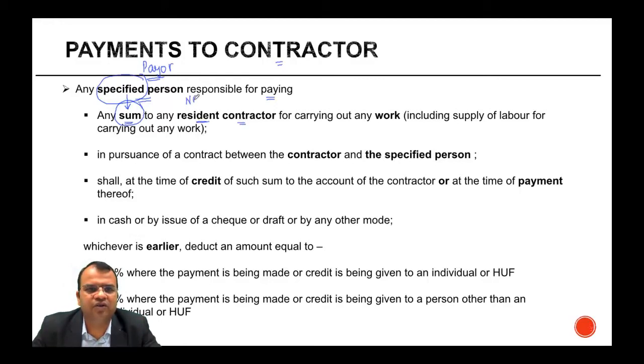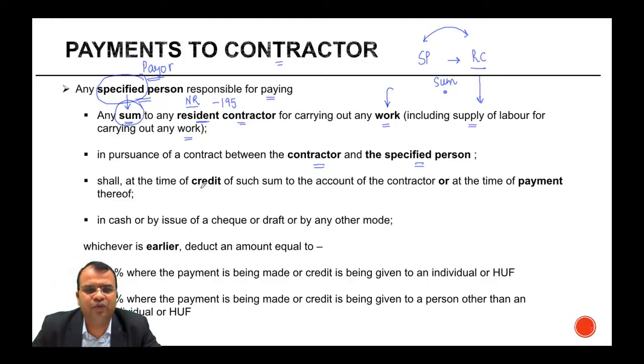If the contractor is a non-resident, this section in any case is not applicable. Section 195 will apply for carrying out any work. So the services which are provided should fall within the definition of work. And to clarify, it has been given that work includes supply of labor for carrying out work. So if a specified person is responsible to pay any sum to a resident contractor and the work has to be done for which this sum is being paid, and in pursuance of a contract between the contractor and the specified person. Now there should be a contract between these two people.